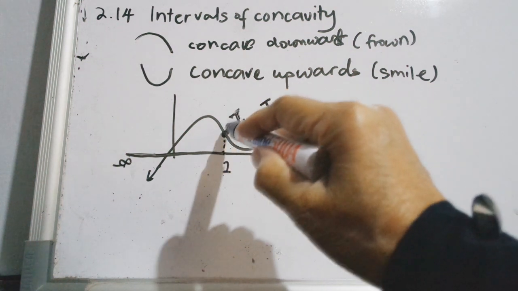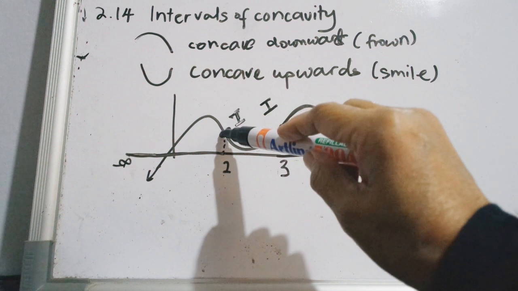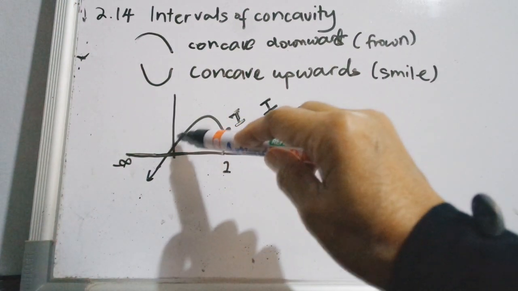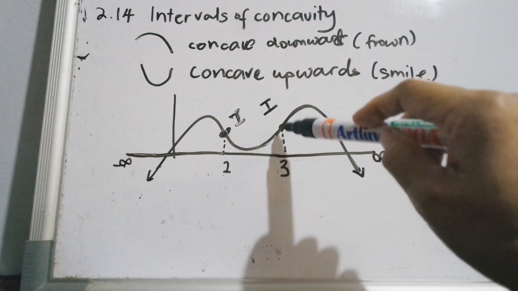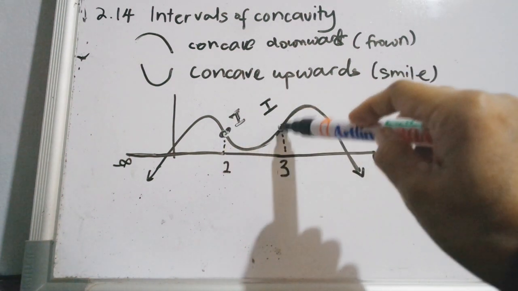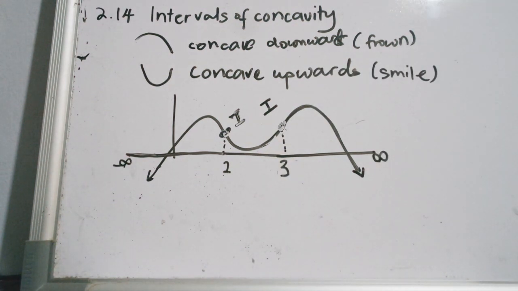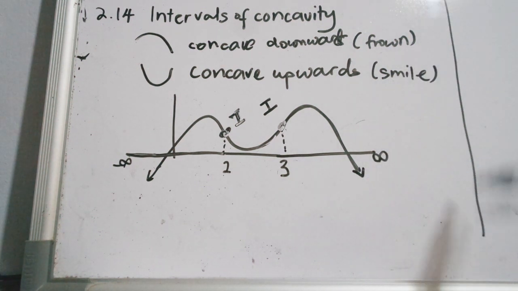This is an inflection point. An inflection point is the point where the function starts to change its concavity to the opposite side, from down to up or from up to down. So this is an inflection point. As long as there's a change of concavity, we call it an inflection point.